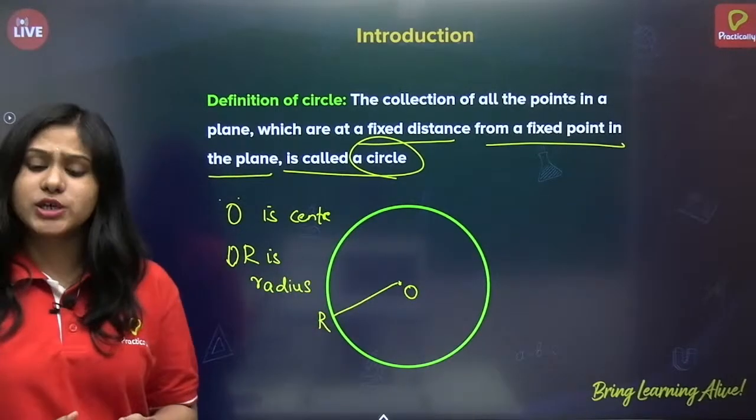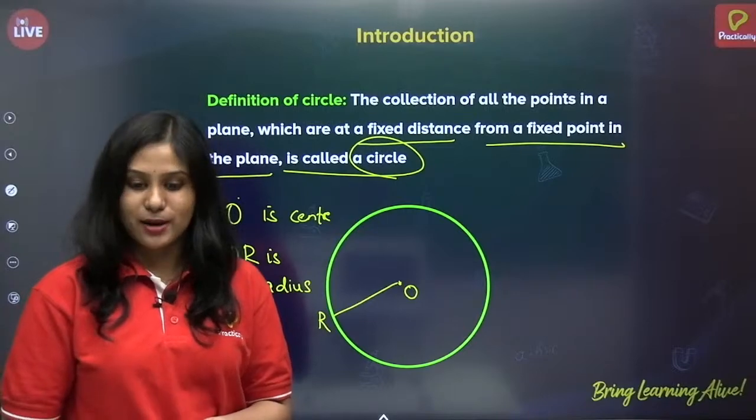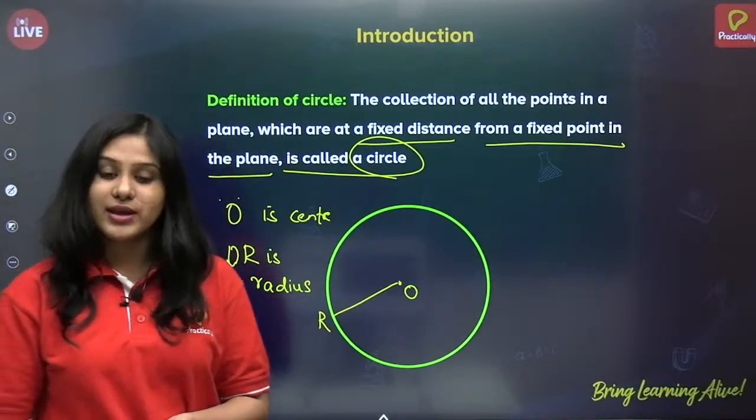So since we have checked radius, let us also see what's diameter. Hi Saraswati, I'm fine, thank you. How are you?